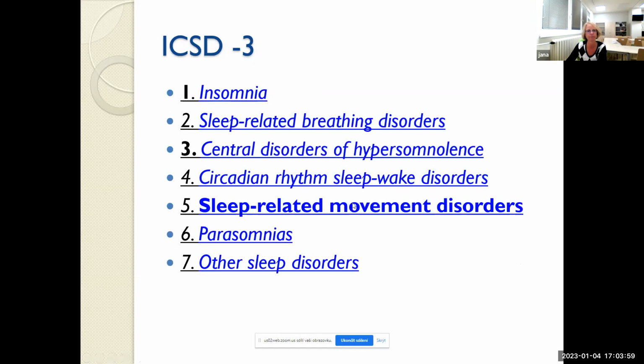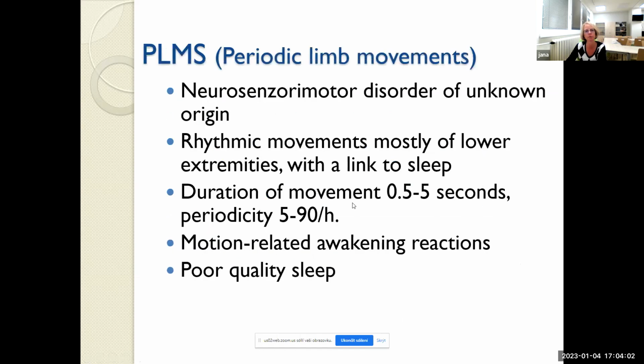Sleep-related movement disorders. Here we have periodic limb movements. It is a neurosensorimotor disorder of unknown origin. The people rhythmically move, mostly in their lower extremities. It is linked to sleep. The duration of movements is about half a second up to 5 seconds, and it's periodic, from 5 to 90 per hour. So you can see it could be very annoying because while the patient moves the legs, they have arousals, so it is disruptive for sleep. Sleep fragmentation results from this condition. And of course, the patient can have motion-related awakening reactions, and the quality of sleep is poor.